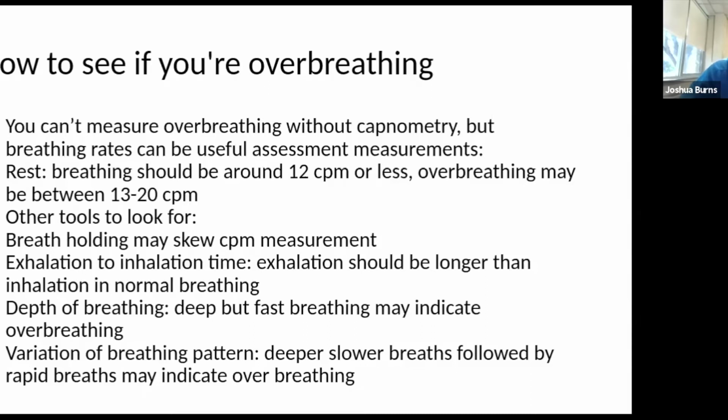Overbreathing tends to be about 13 to 20 cycles per minute, or even more. You may see 21, 22, etc. The way we measure cycles per minute in breathing, for the most part, is we're looking at the expansion of our bellies or the rise of our chest as we breathe, and we're counting the number of times we do that in about 30 seconds.